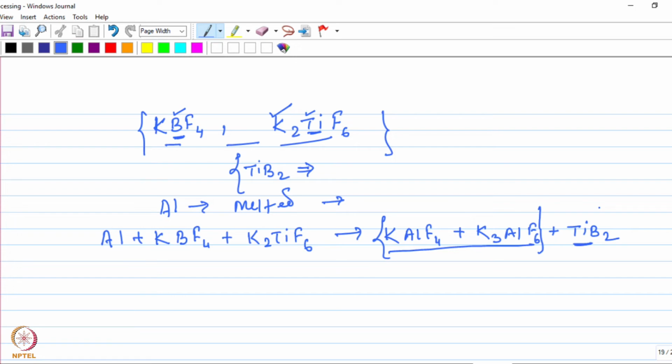So what are the advantages you have in a process like this where you can generate the particles in situ? First of all, you can get a clean interface between the particles and the matrix. And this will also give rise to good properties.